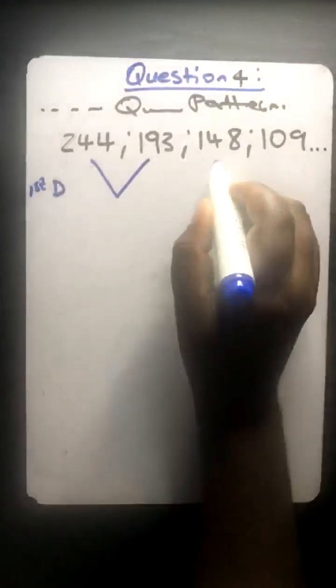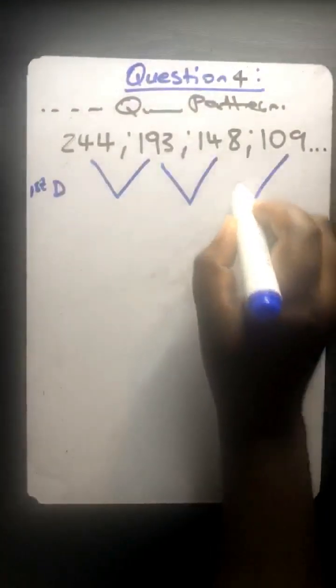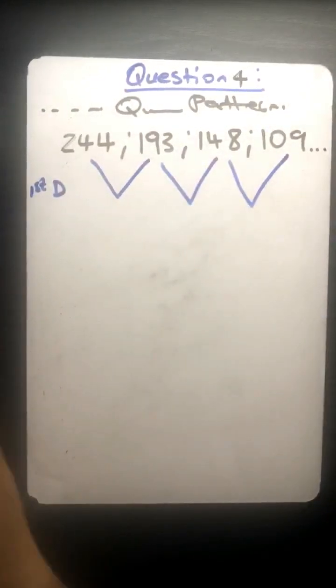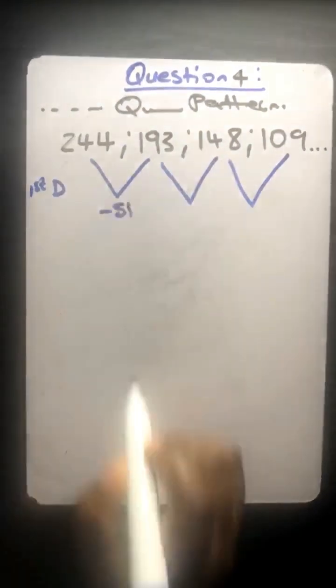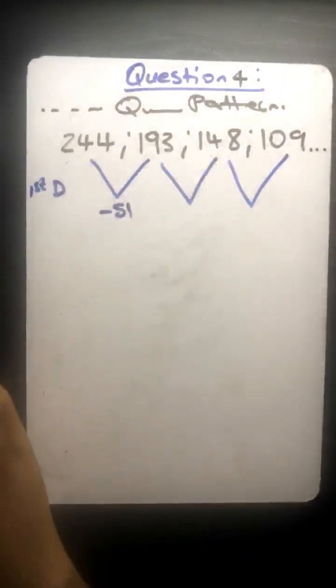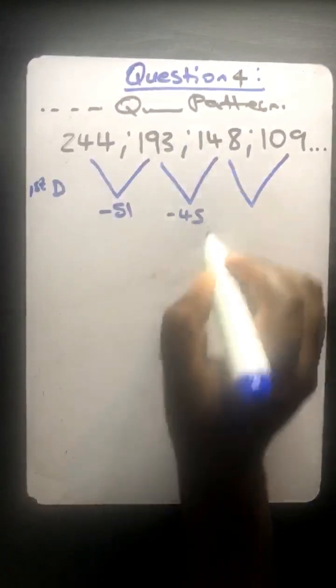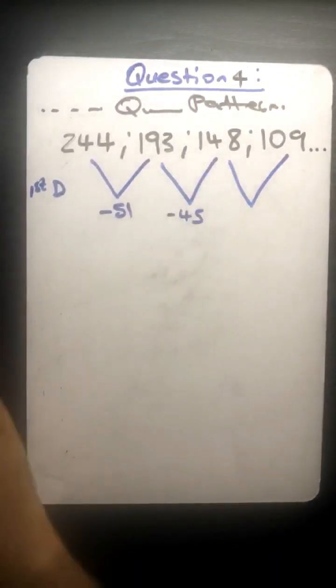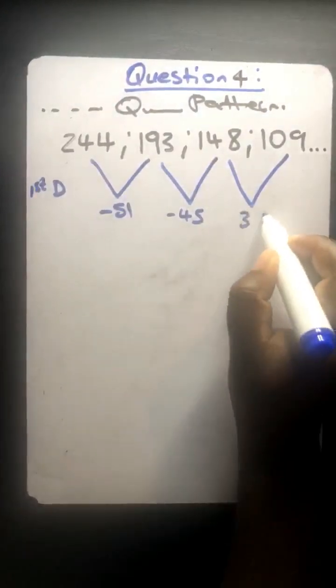It is that minus that. What are you guys getting there? 193 minus 224. This is what I'm getting. Then 148 minus 193. This is what I'm getting, negative 45. Then 109 minus that, this is what I'm getting, 39.